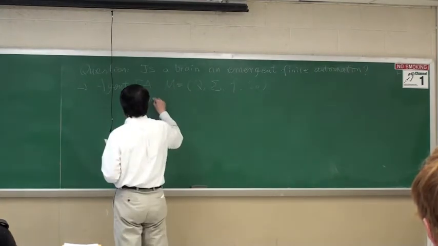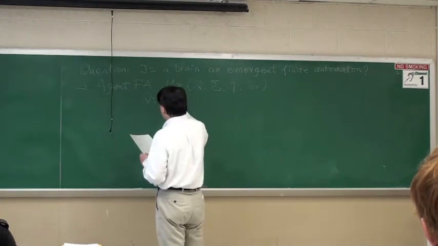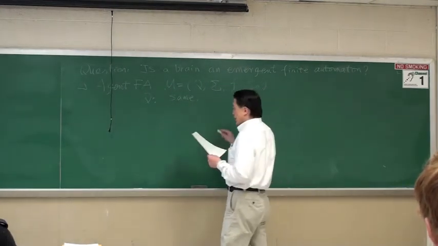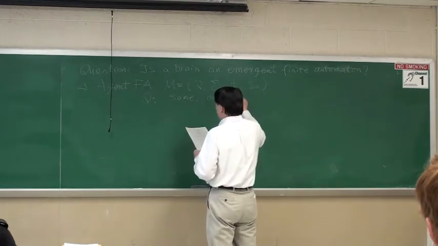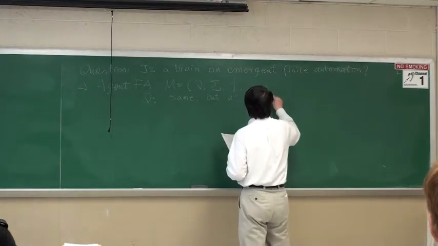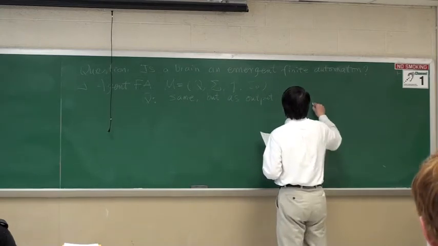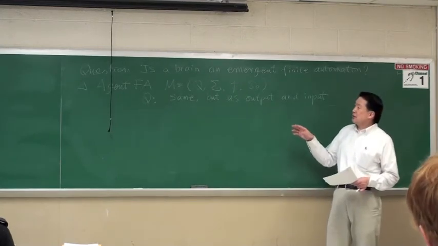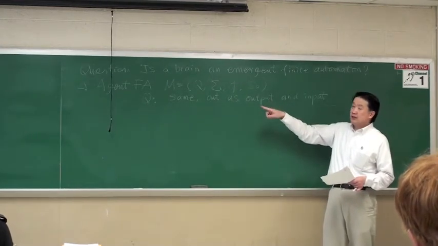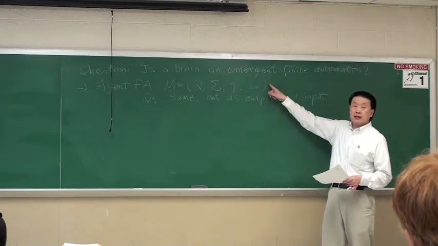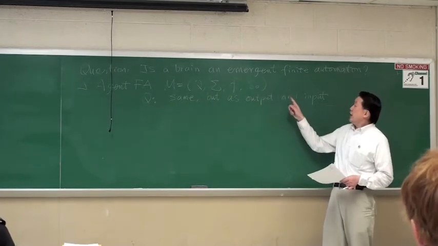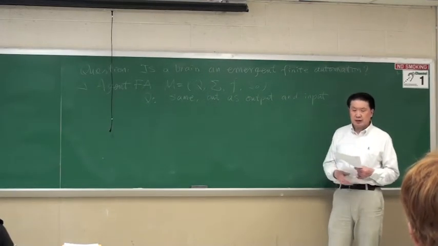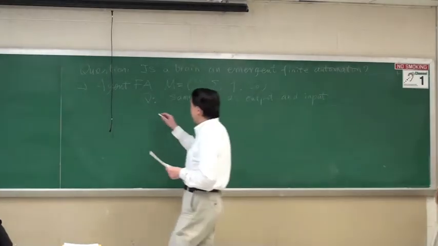So Q, the same, all right, as before, the set of states, but as output and input. Now, what do you mean by that? All right, so you saw that it is output, you output a state instead of outputting accepting or not accepting. All right. And the input means the input state. That's something that I'll explain a little more. All right? Why do we need that?